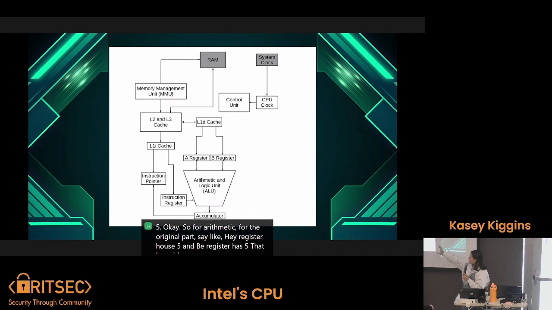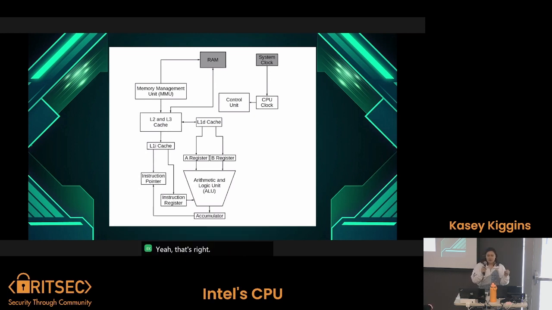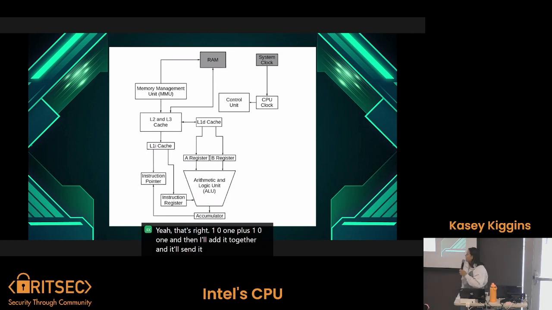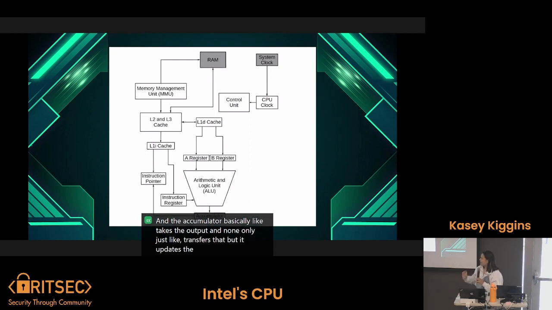Okay. So for the arithmetic part, say the A register has 5 and the B register has 5. The arithmetic will be like, you have to add 5 and 5. So obviously that'll be in binary, so it'll be 1 0 1. Yeah, that's right. 1 0 1 plus 1 0 1, and then it'll add it together and send it to the accumulator. The accumulator takes the output and not only transfers that, but it updates the instruction pointer, which I'll explain a little bit more. That's kind of how it works.